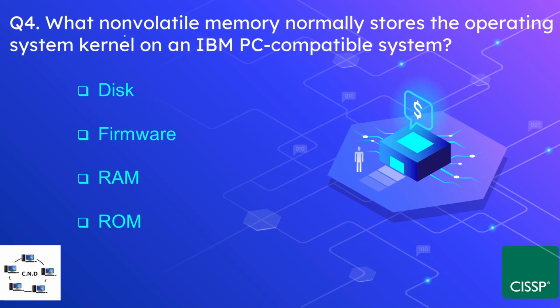Question number 4 is: what non-volatile memory normally stores the operating system kernel on an IBM PC-compatible system? The options are disk, firmware, RAM, and ROM. And the correct answer is the disk. The operating system kernel, or the operating system itself, is stored on disk, while ROM stores the BIOS, basic input output system. BIOS is stored in ROM, while the operating system kernel is stored on disk, or we call it the hard drive.